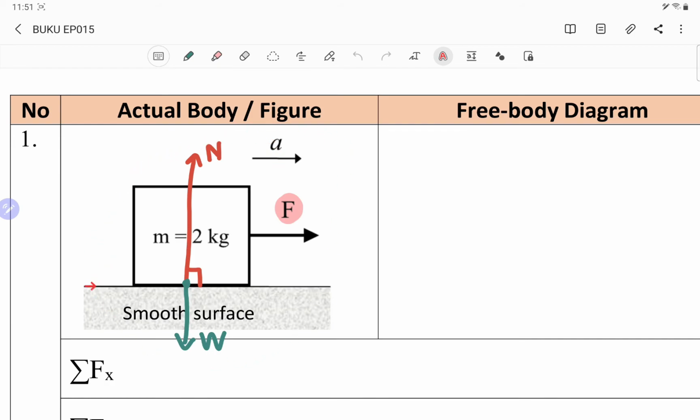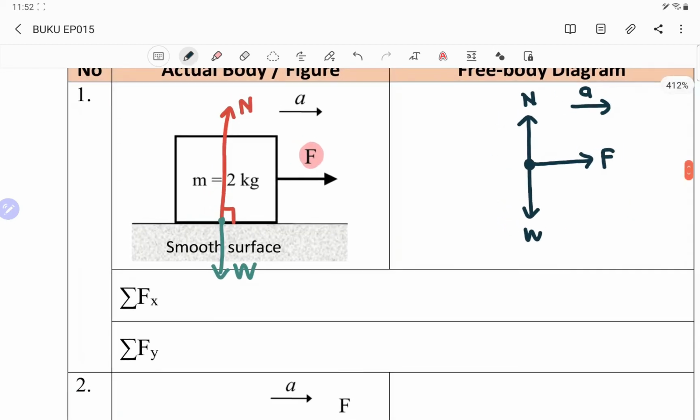Okay, for physics, we can draw the FBD directly on our picture like this, or you can transfer it to a dot free body diagram. So, we have F, then we have N, and then we have W with acceleration going to the right. For the X component, the equation equals F only, because we are not pushing against friction; this object is moving on a smooth surface. Then for Fy, N is positive minus W, because if N is positive, the opposite direction must be negative.